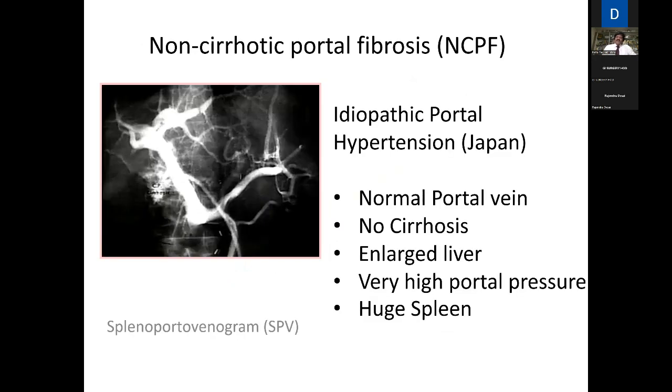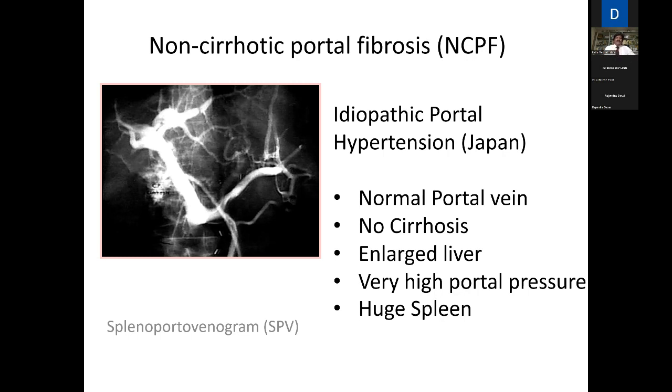Now, what is non-cirrhotic portal fibrosis? This is a particular condition seen in the Gangetic belt, like you see in carcinoma gallbladder, and mostly seen in Orissa, West Bengal. In these patients, the etiology is not known. Arsenic is one of the etiologies that have been made out. They have a condition called NCPF. In Japan, it's called non-cirrhotic idiopathic portal hypertension.